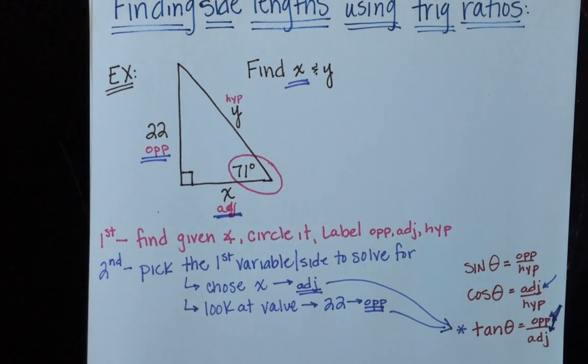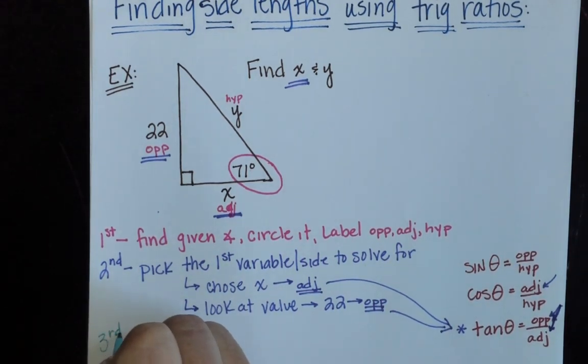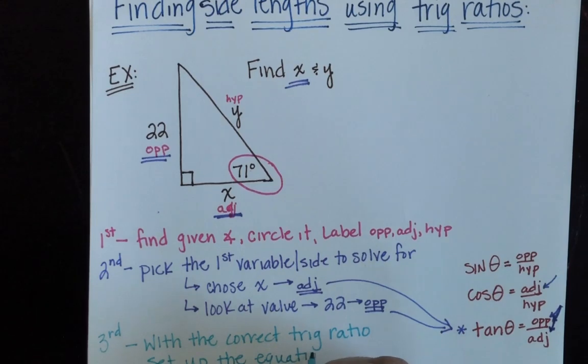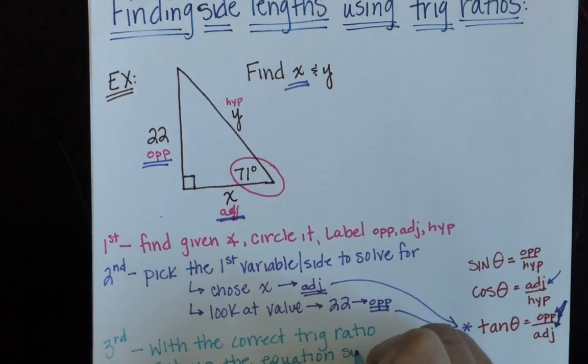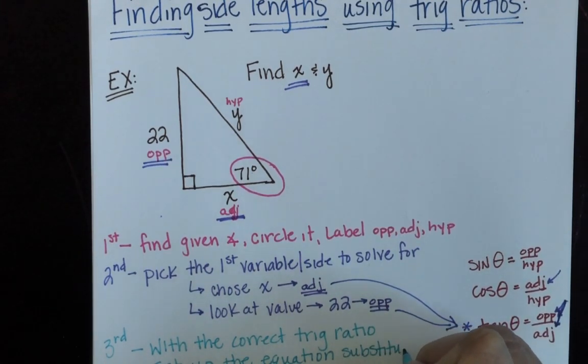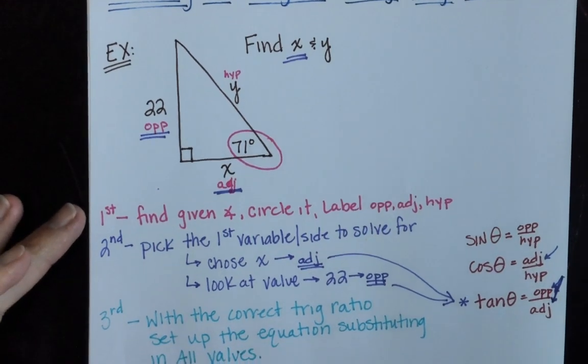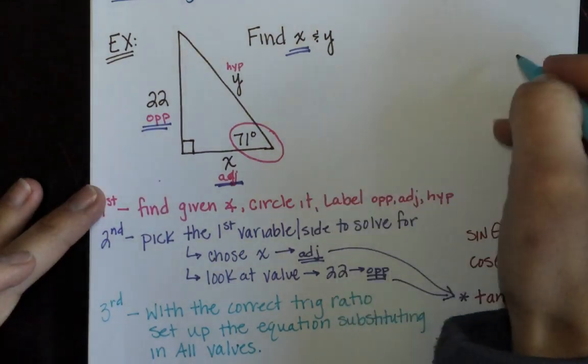So our third step is then going to be with the correct trig ratio, set up the equation, substituting in all values. All right, so we're going to substitute in all of our values. And I'm going to do that work up here.